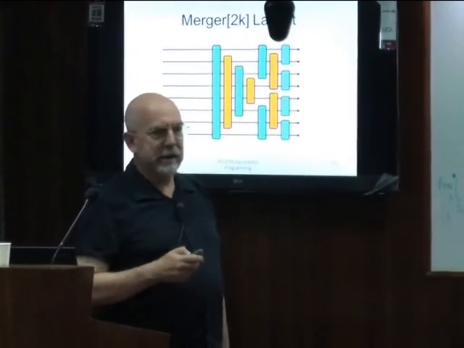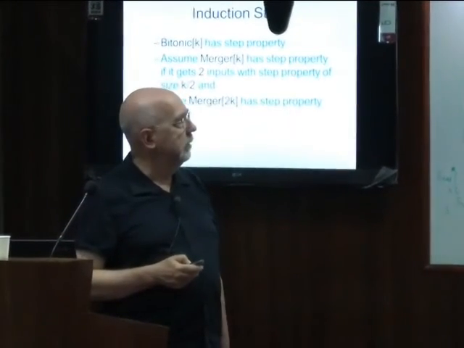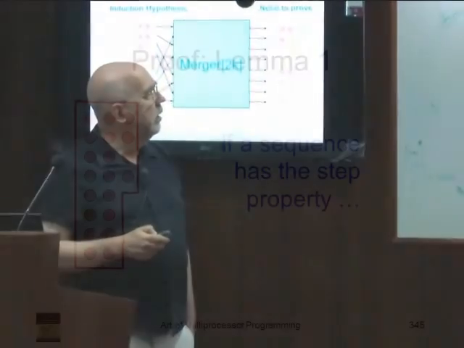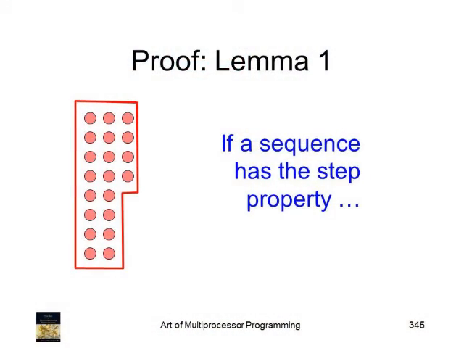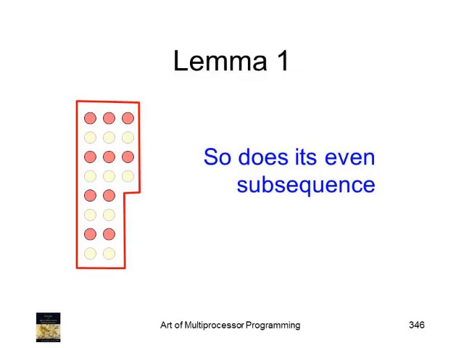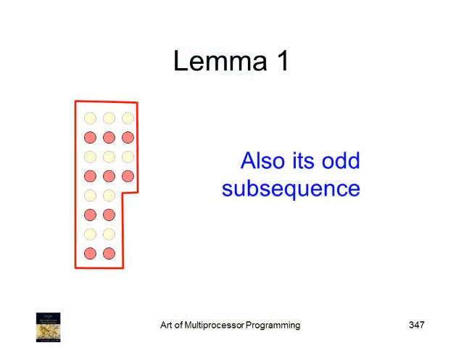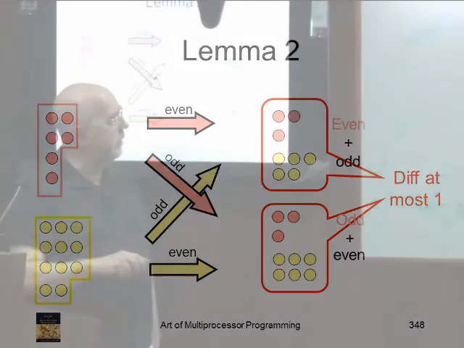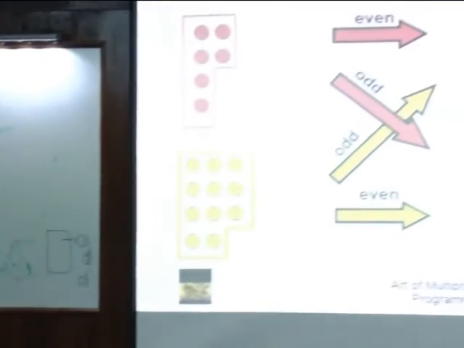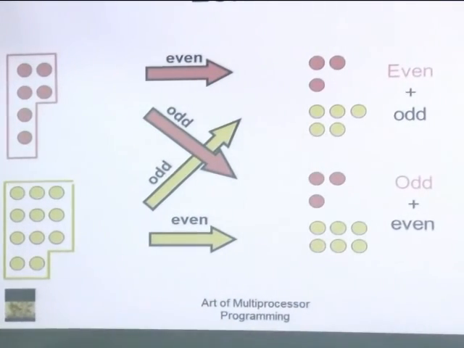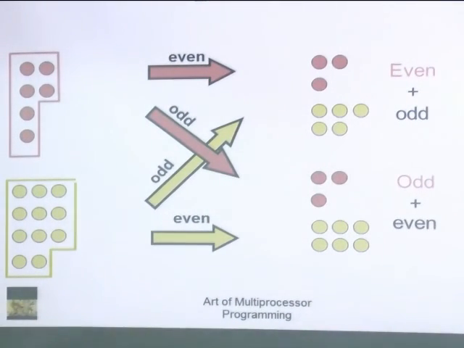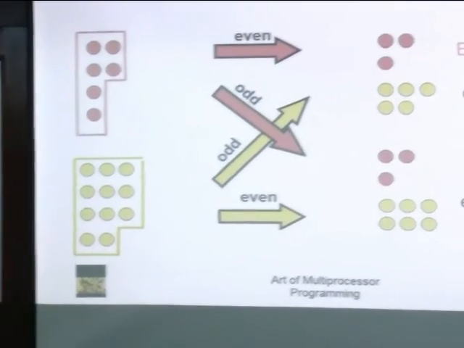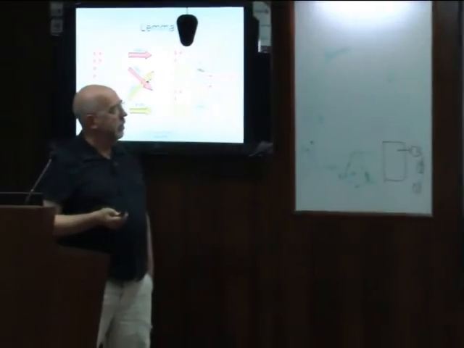The schematic is kind of a conceptual simplification. Basically, what we do is point out that if a sequence has the step property, so do its even subsequence and its odd subsequence. So if we take two of these and put the even and odd subsequences here, we now have four outputs with the step property.